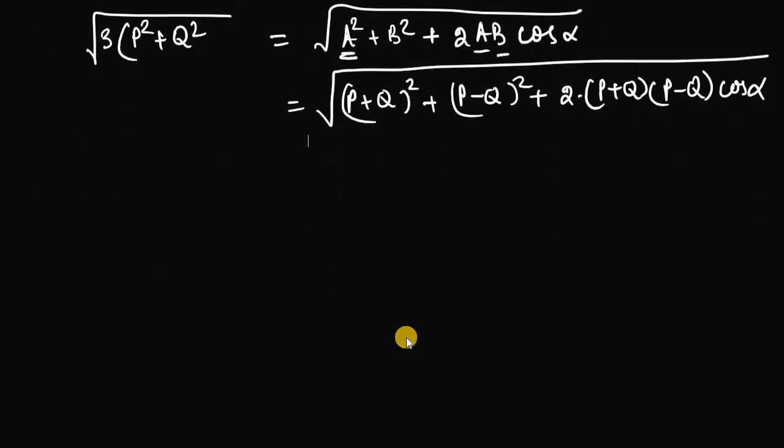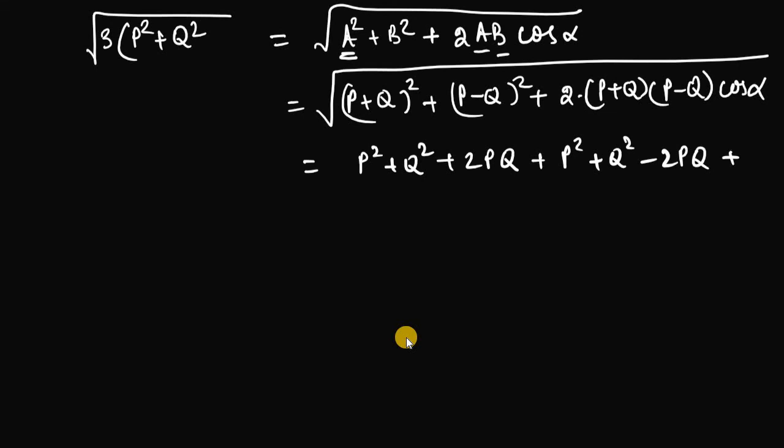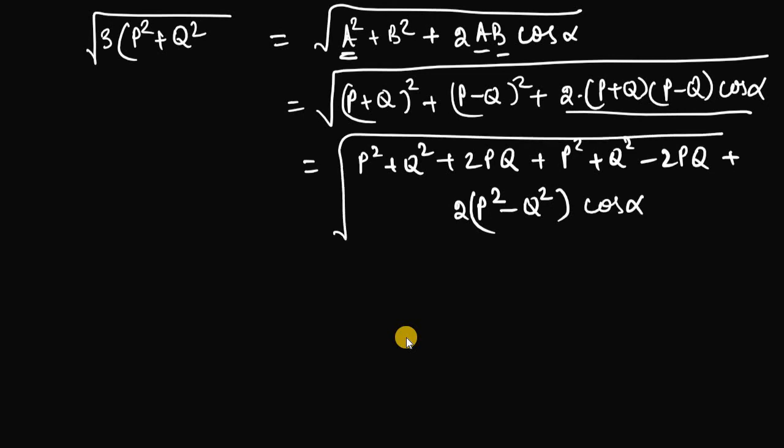How would it be solved? I am doing it in front of you so that there will be no worries. This is the A plus B whole square formula. So P square plus Q square plus 2PQ. Now the other one, this is P square plus Q square minus 2PQ. So this is also solved. Now the cos alpha one. This is 2 into P square minus Q square, the A square minus B square formula. This is P plus Q whole into P minus Q, which is P square minus Q square, and cos alpha. Now these all together are in the square root. Then we will try to solve some more.